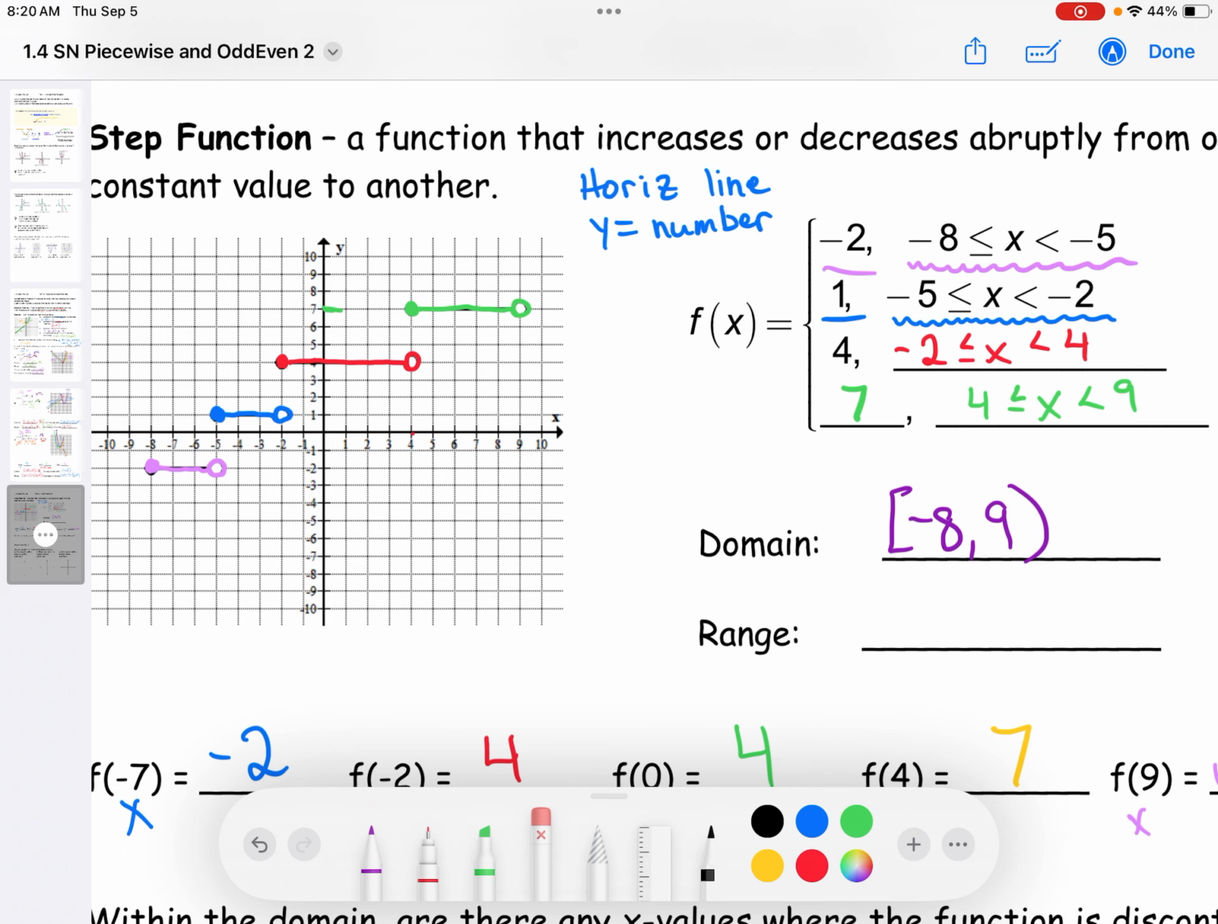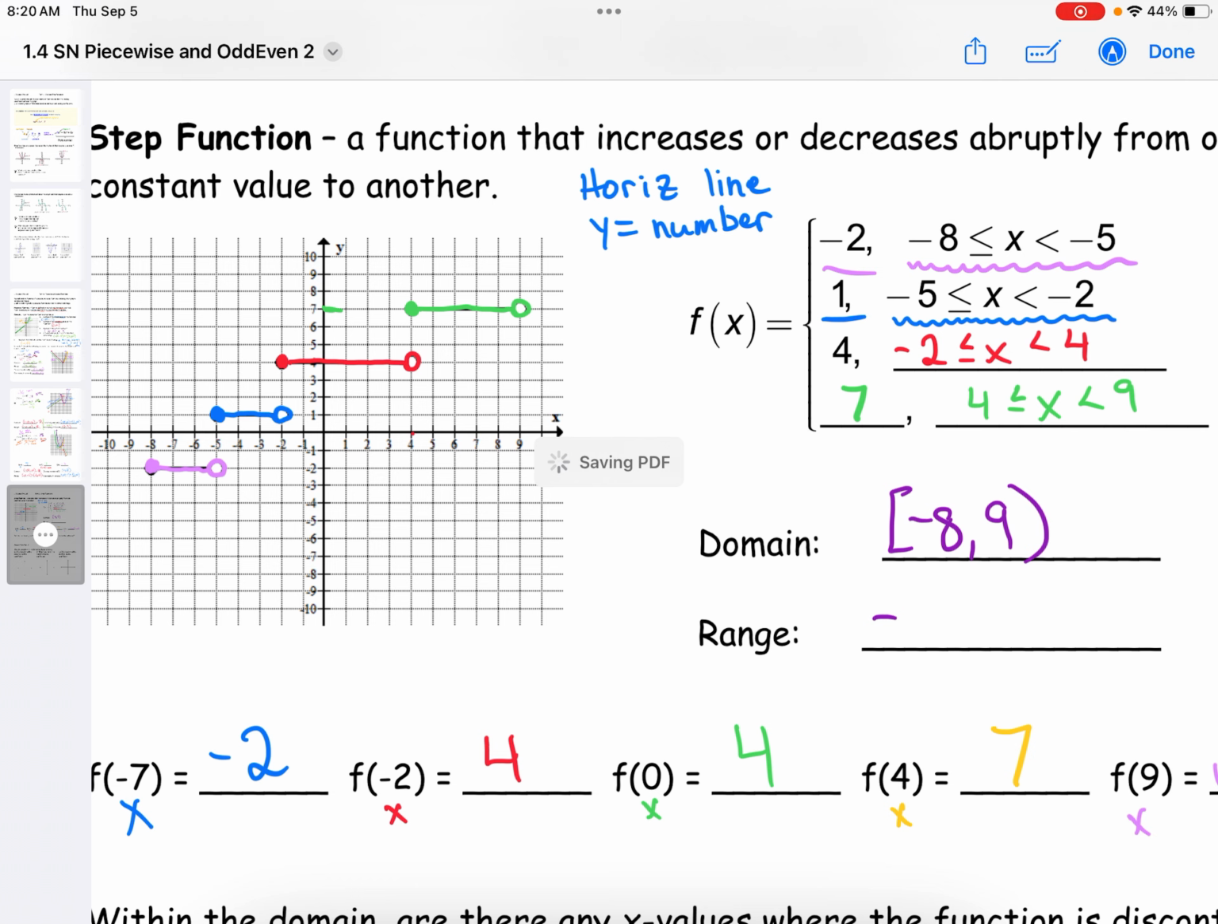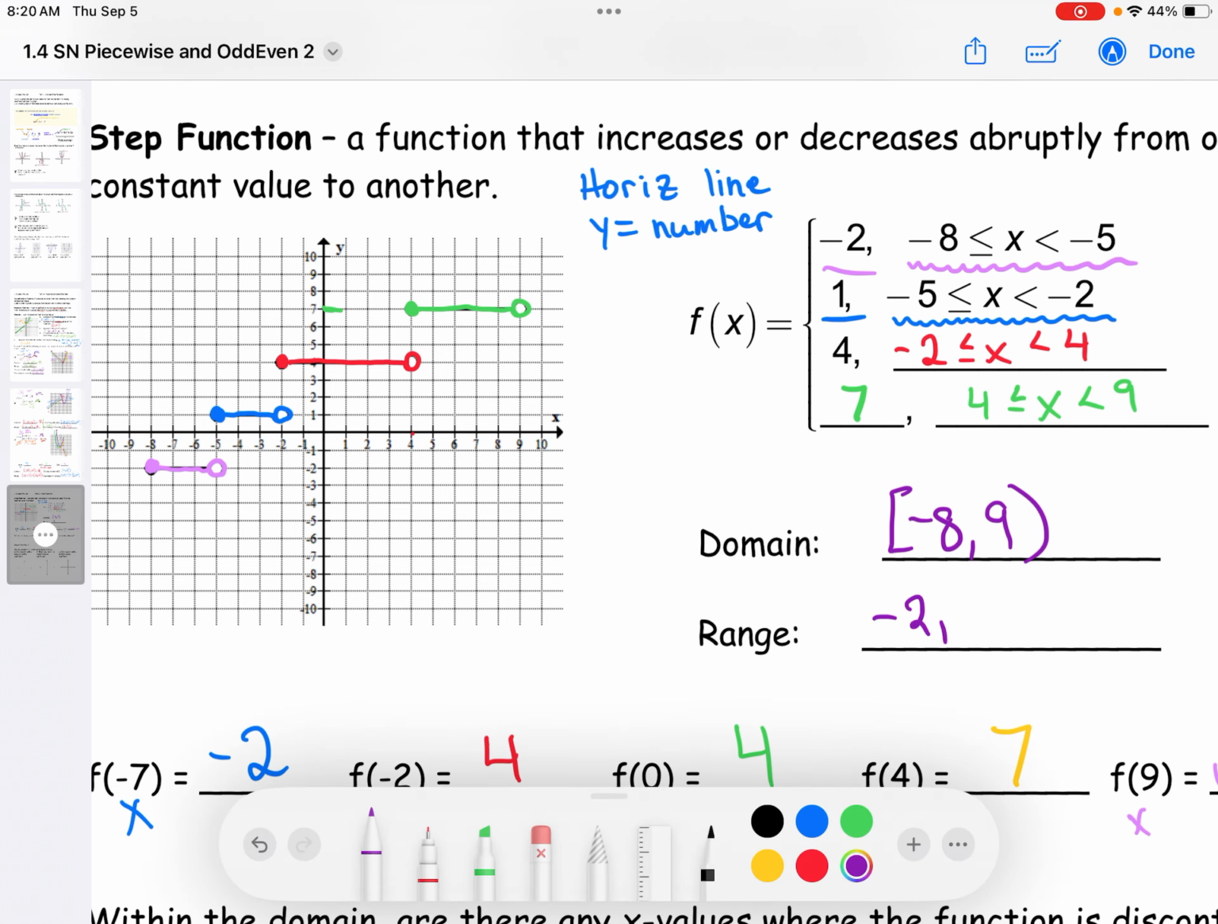The range is a little different here because it's not every y value between -2 and 7. It's only those certain y values. So to do that, we list them in order, least to greatest. So -2, comma, 1, 4, 7. We list those range values. And then to link those together, we put curvy braces around them.